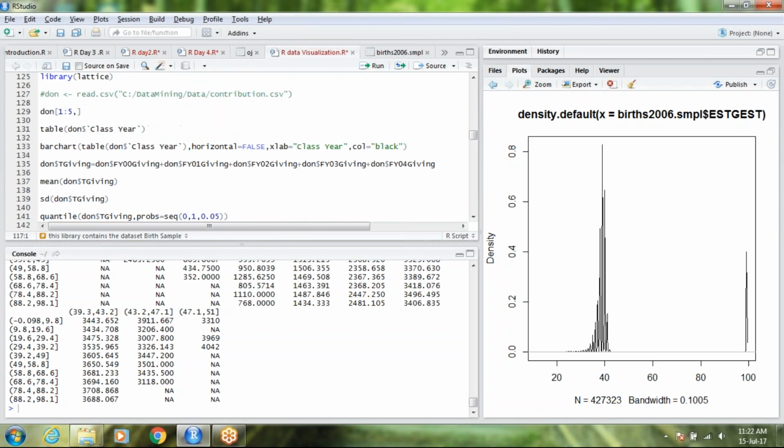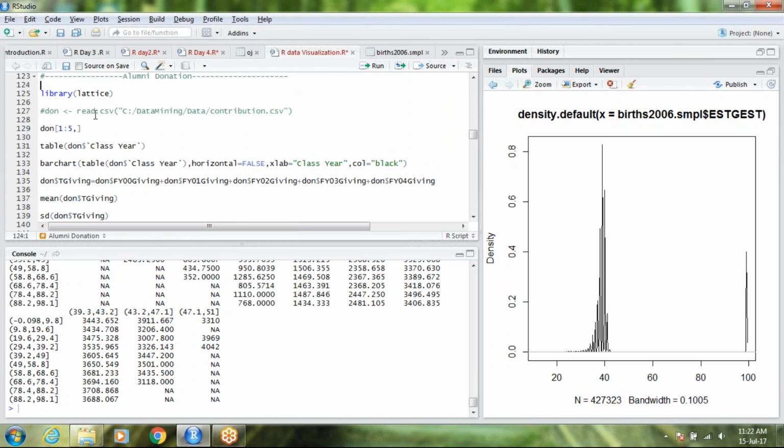So let us move on to one more data set that I have. This one I think I provided in the path which is there. This one was about a contribution that was made by alumni to a college, and I've saved it using donation as the abbreviation for this. The same, we will be working with lattice also here. So let's see how the data looks.